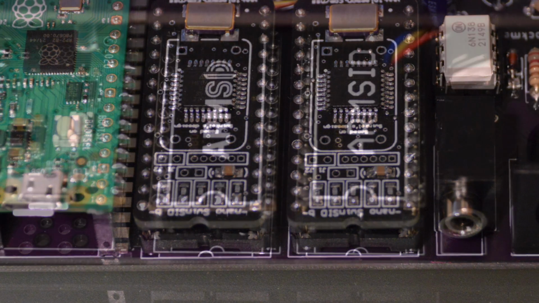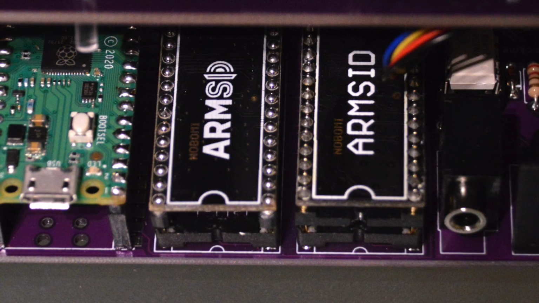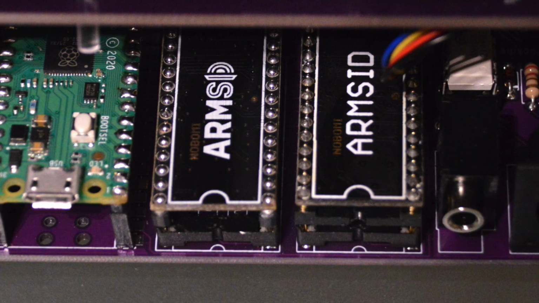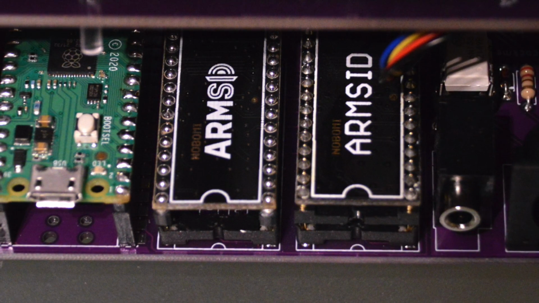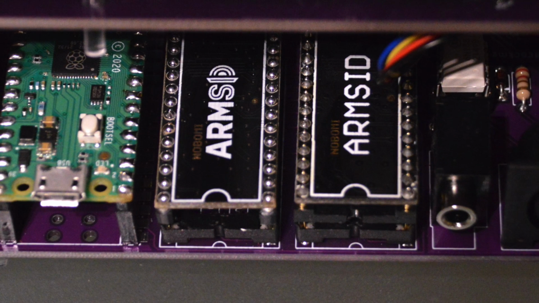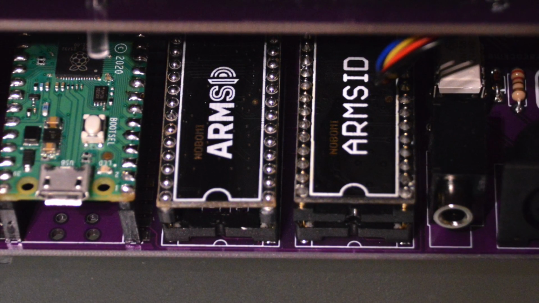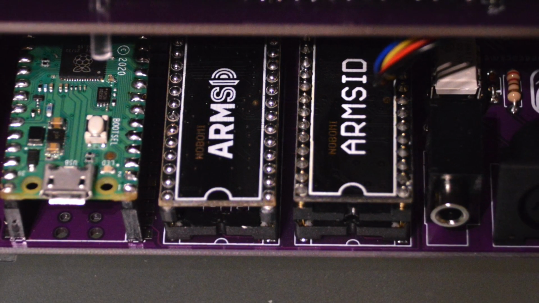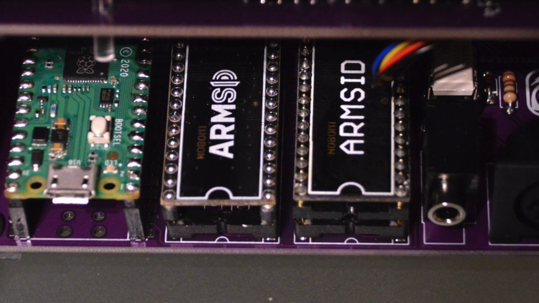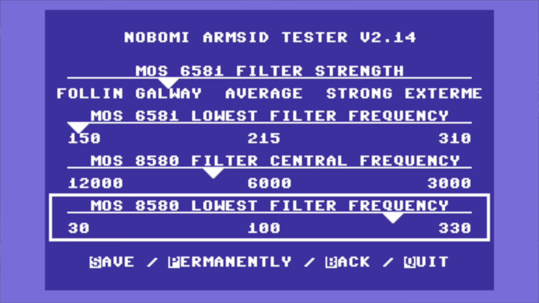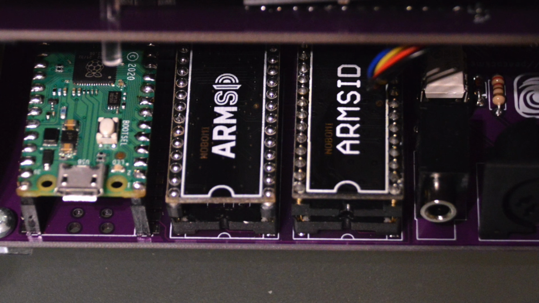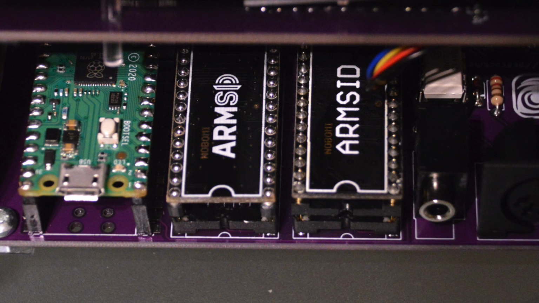You may feel that with the SwinSID being half the price of the ARMSID, that issue isn't a big deal. Both SID replacements can be configured for 6581 or 8580 emulation, but with the ARMSID and access to a Commodore 64, you can access extended filter settings and other features such as fixing the ADSR bug, which I've yet to experiment with.